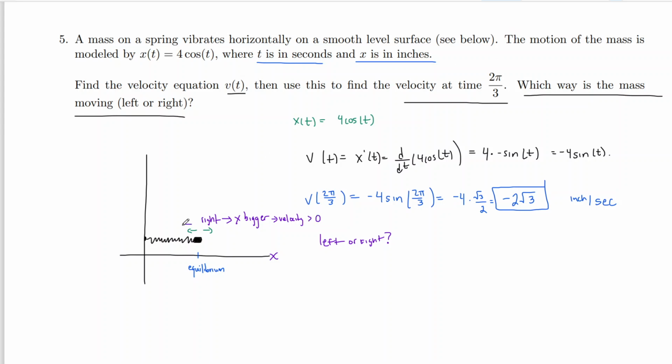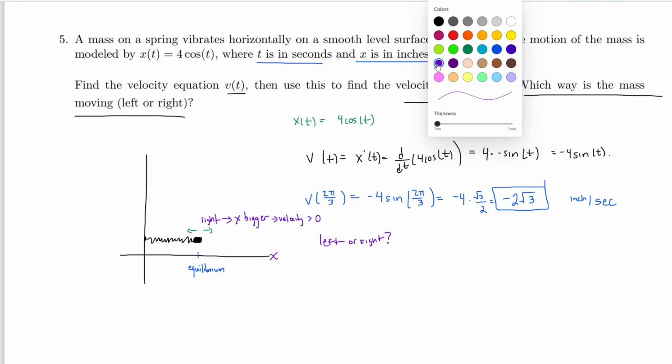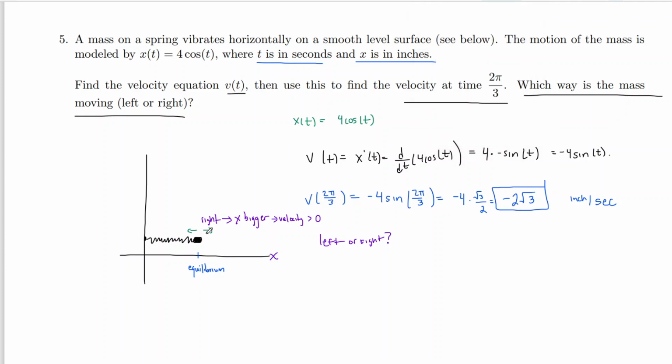Now, if it's moving to the left, the opposite happens, right? Let me use a different color just to write this. If it's moving to the left, x is getting smaller. And if x is getting smaller, it's decreasing. If something's decreasing, its derivative, which is its velocity in this case, is negative. Okay, so if our velocity is negative, it's moving to the left. If our velocity is positive, it's moving to the right. And this is a negative number. You can type it in, but it's just negative 2 times a positive number, which is negative. So it's going to be moving to the left.